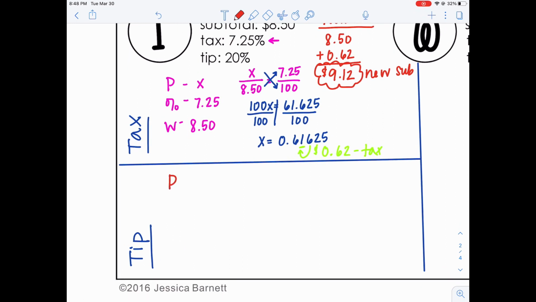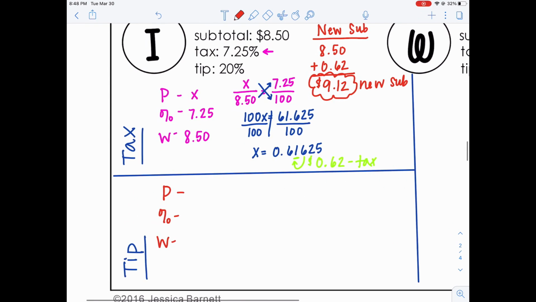So we're going to do part, percent, and whole down the side. And I'm going to take $9.12. It's the new subtotal. So I'm going to plug it in for the whole on the tip.